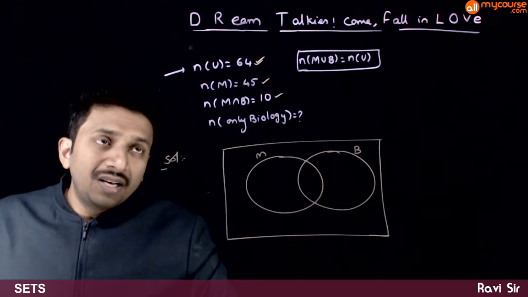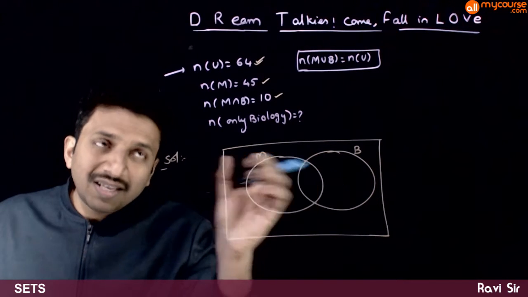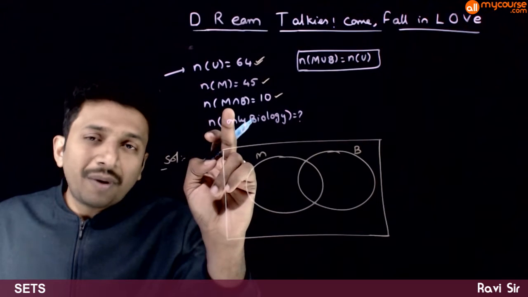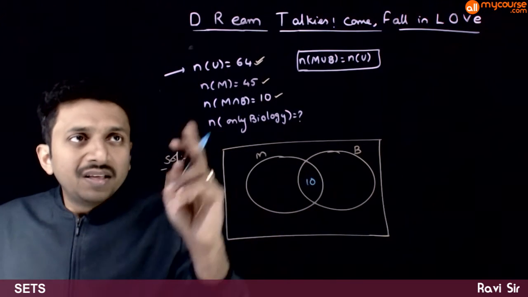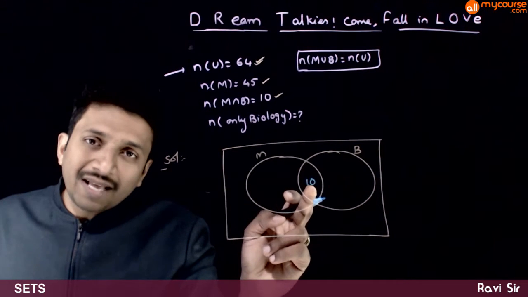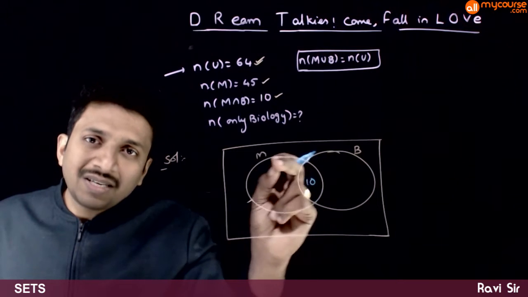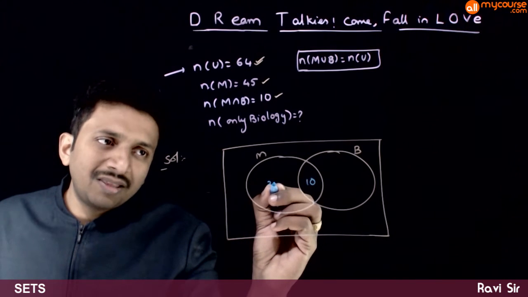Right? Now let us fill the Venn diagram. So Venn diagram is always filled inside out. The number of students who have passed both in maths and biology is 10. So there are 10 students here. The number of students passed in maths is 45. 10 has already been there. In this complete set there are 45 students. 10 has already come here. So the remaining 35 are here.